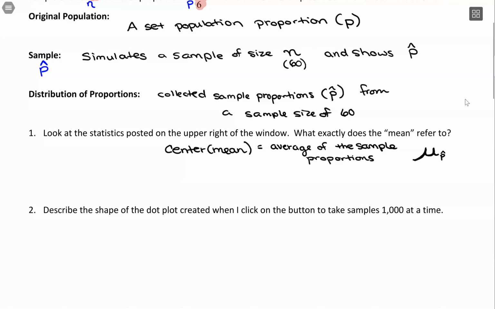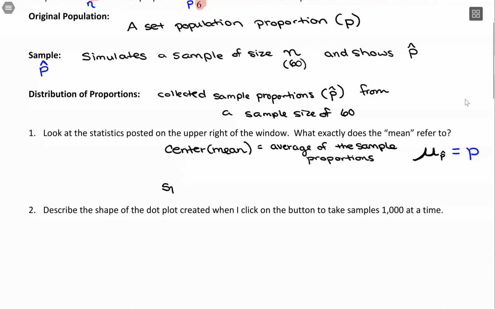And then what we're going to see is that this average of the sample proportions is always going to be equal to your population proportion. At the beginning of these problems, you'll always have your population proportion. So with that, you'll always be given the mean of this graph.